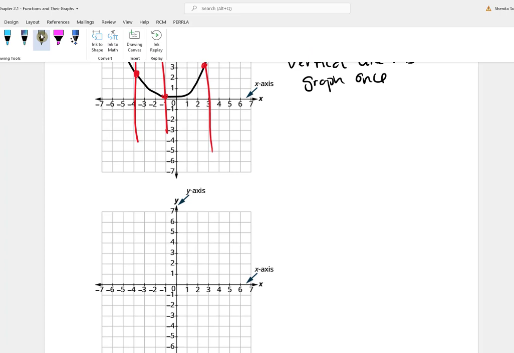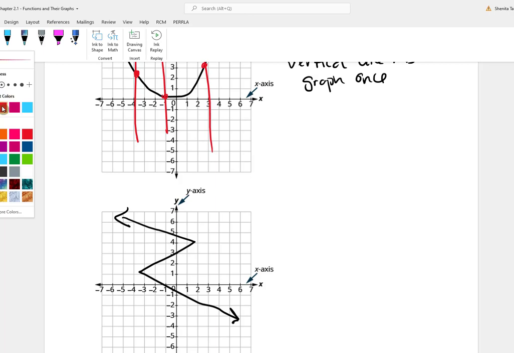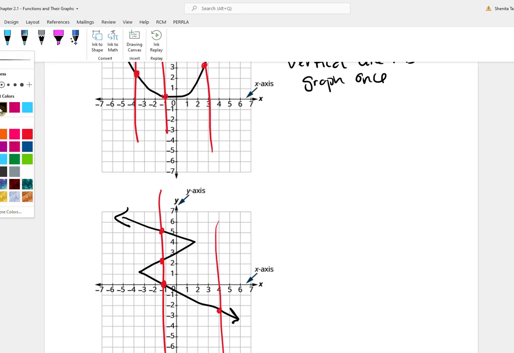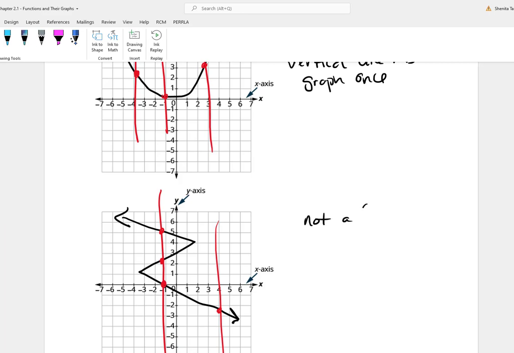Okay. If I have another graph, let's say I have this graph. So if I draw a vertical line here, yes, it hits the graph once here, but if I draw a vertical line here, as you can see, it hits the graph 3 times. So the vertical line has to hit the graph once anywhere you draw it on that graph. So in this case, this is not a function. The vertical line hits the graph more than once.